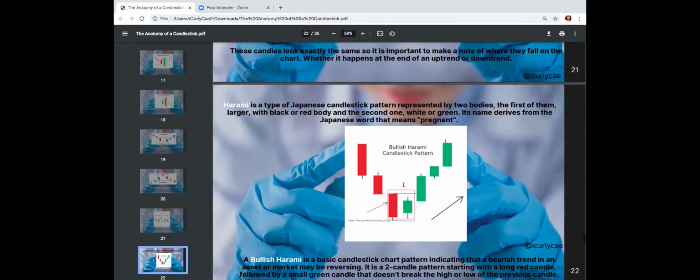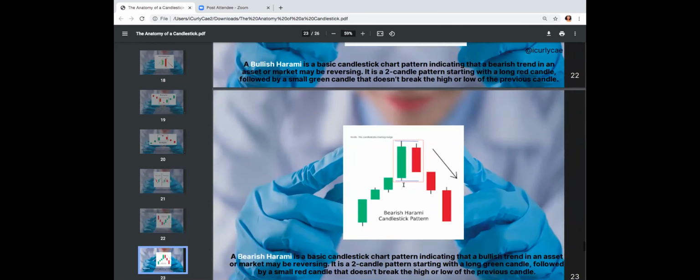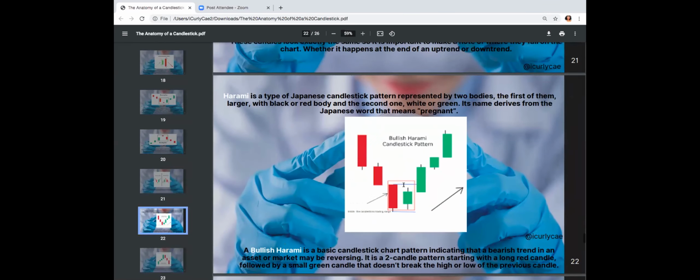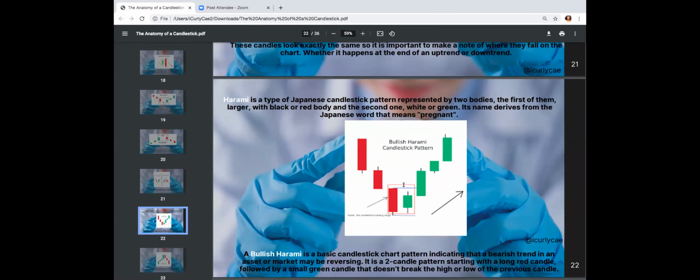All right, and I think this is the last one. The harami candles would be the last ones. The harami is a type of Japanese candlestick pattern represented by two bodies. The first of them large with a black or red body, and the second one, we're not going to say white or green, we're just going to say red or green because in former times they were using white and black candlesticks, but now we're using candlesticks that have color, so green and red.